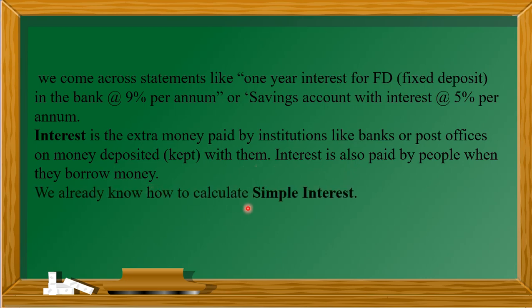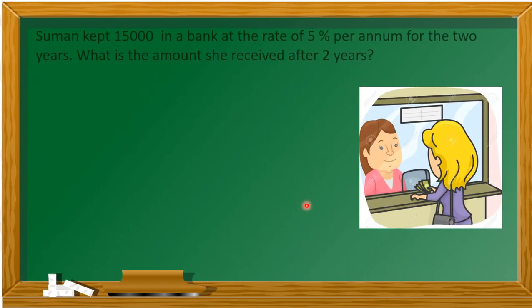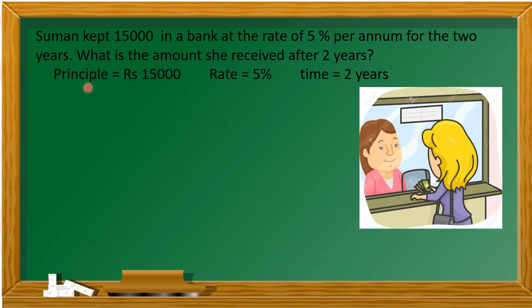And we know how to calculate simple interest, as we studied it in the earlier 7th class. So let's revise how to calculate it. Let's take an example. Suman kept 15,000 rupees in a bank at the rate of 5% per annum for 2 years. What is the amount she received after 2 years? Here the quantities given are principal 15,000 rupees, rate 5%, and time 2 years.